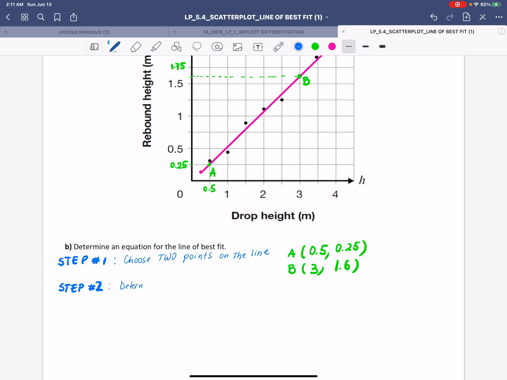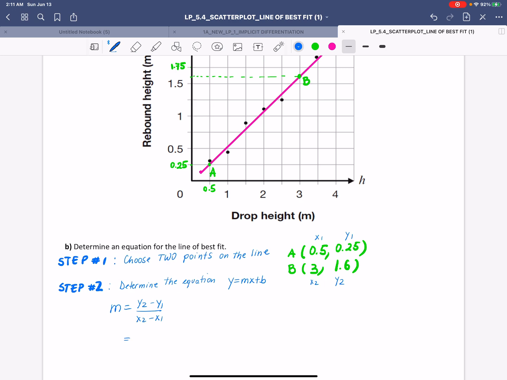Determine the equation. So the equation will be in the form y equals mx plus b, which means we need to get started with the slope. Remember, one point will be x1, y1, and the other x2, y2. And slope is easy and fun. Just remember to rise and then run.